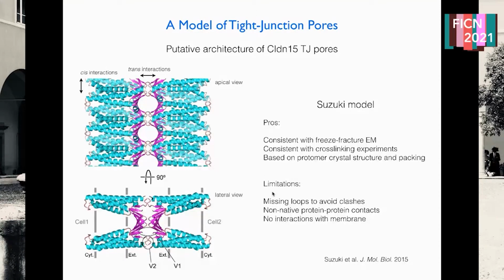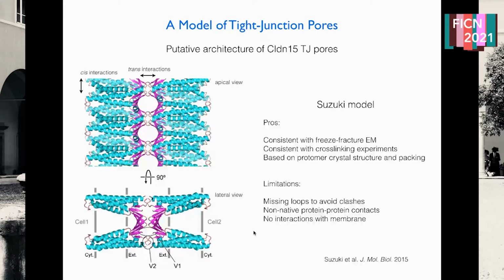But the pairing of the two layers from adjacent cells was made just by bringing closer the layers of the crystal structure of the protomer. So the limitations of this model were that, because clashes were created, they had to cancel some loops, and so there were no native protein-protein contacts, and most of all, no interaction with the membrane.